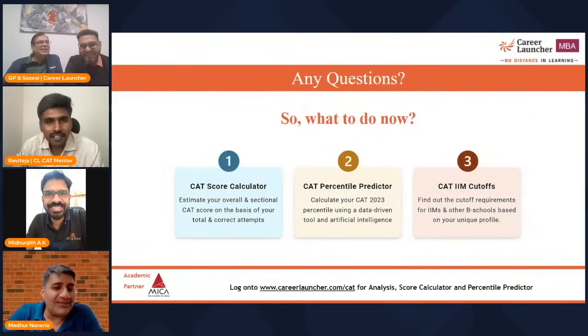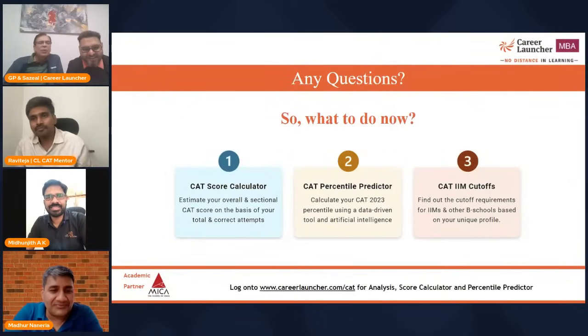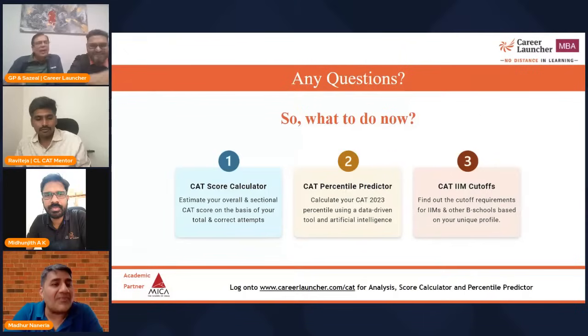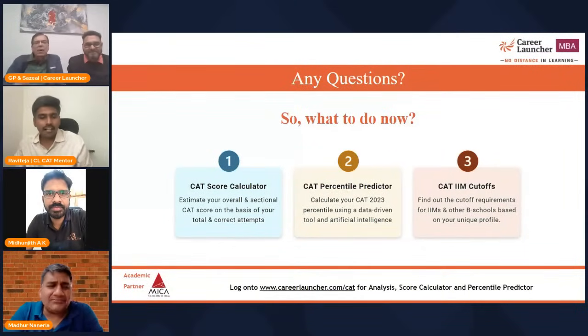चलो ठीक है, ठीक है फिर। So what to do now? Before we move to the next one, Ravi, Madhur and Midhun, anything specifically you want to add for the students? After that, we'll go to the next one. Anything about the paper overall? बच्चों को टेंशन देने के लिए, शांति रखने के लिए कुछ भी बोलना चाहोगे?